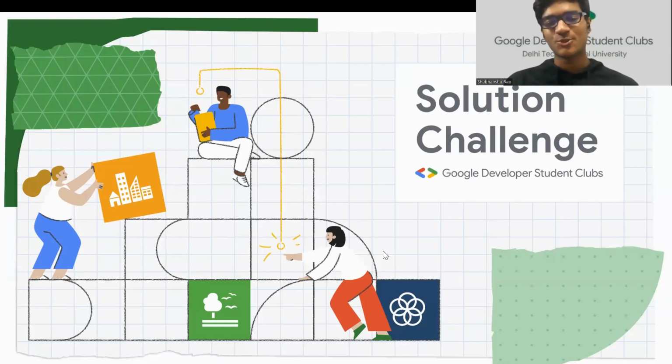My name is Subhanshu Rao, and I'm one of the machine learning co-leads at GDSC-DTU. GDSC is a student-led organization which helps students grow their knowledge of the existing and the latest developer products. And we are the DTU chapter of GDSC.